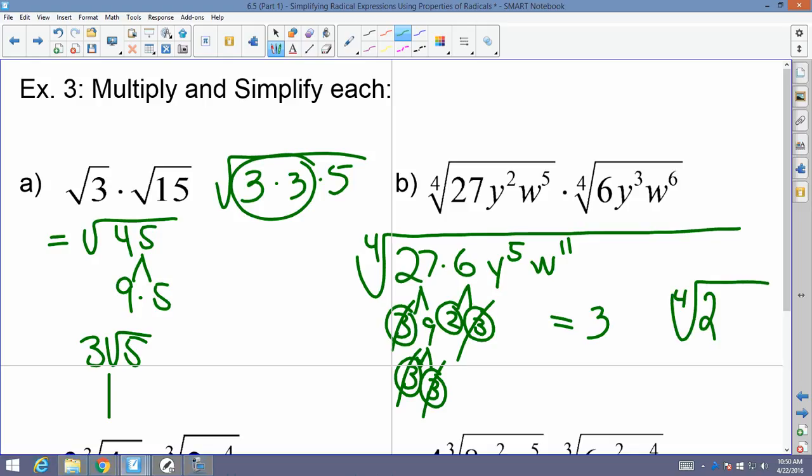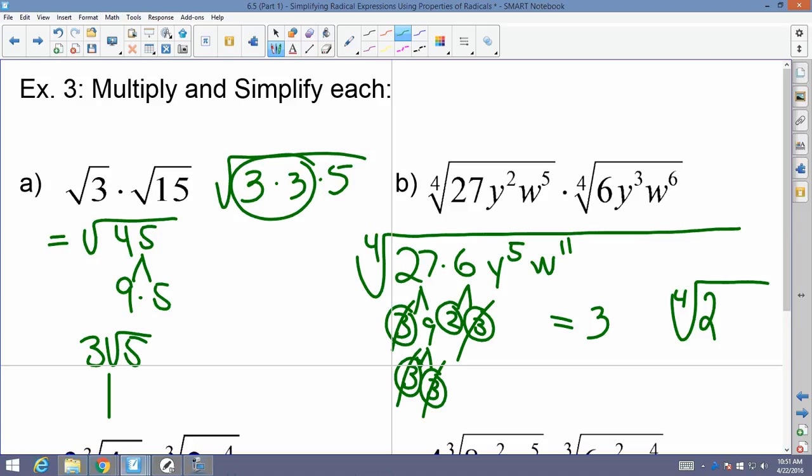Does that make sense for the numbers part? I'm only working with my primes. That's why I circle my primes. I'm not circling it because I want to. I'm circling it because I have to make sure that I work only with the primes. I don't want to lose myself.